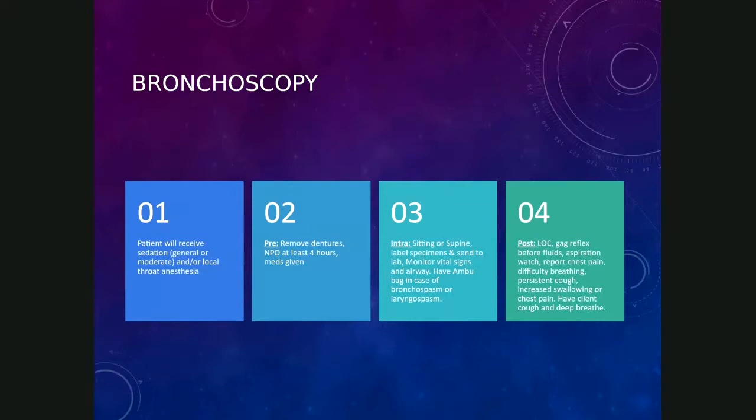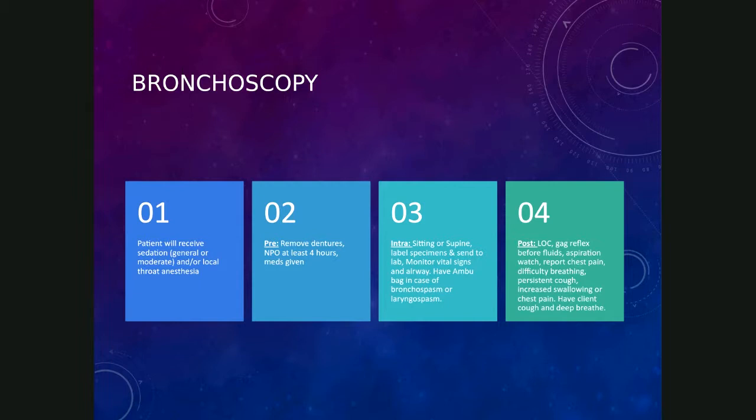You're going to monitor vital signs, and you want to have an ambu bag in case of bronchospasms or laryngospasms. And the ambu bag is that round one that has the mask connected to it that you'll squeeze in and squeeze out, let relax, to get air into the lungs. Okay.